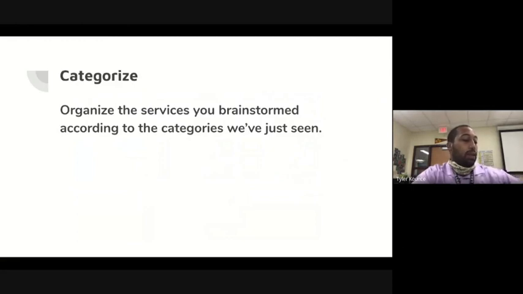So now, like I said, you should have that list. If you can't remember it, make sure that you go back to it, because what I want you to do is take a second and organize the services that you brainstormed according to the categories that we just saw. So put them in if they're preserving, if they're cultural, if they're supportive, or if they are regulating. So put it into one of those 4 categories.